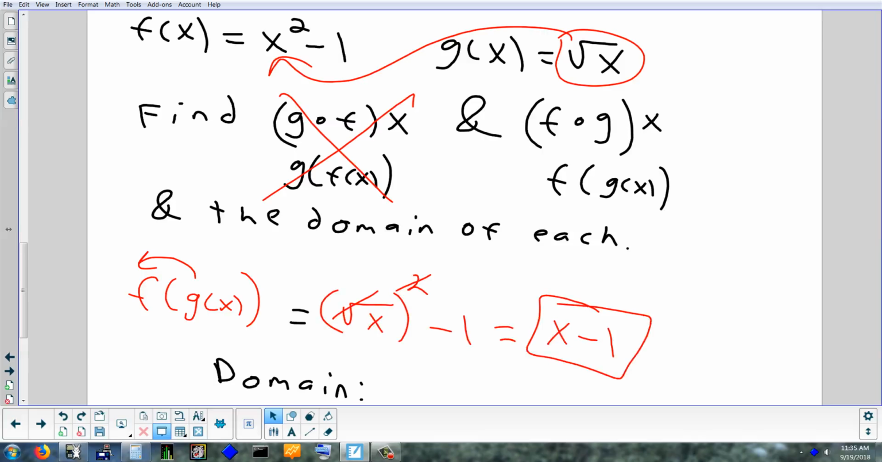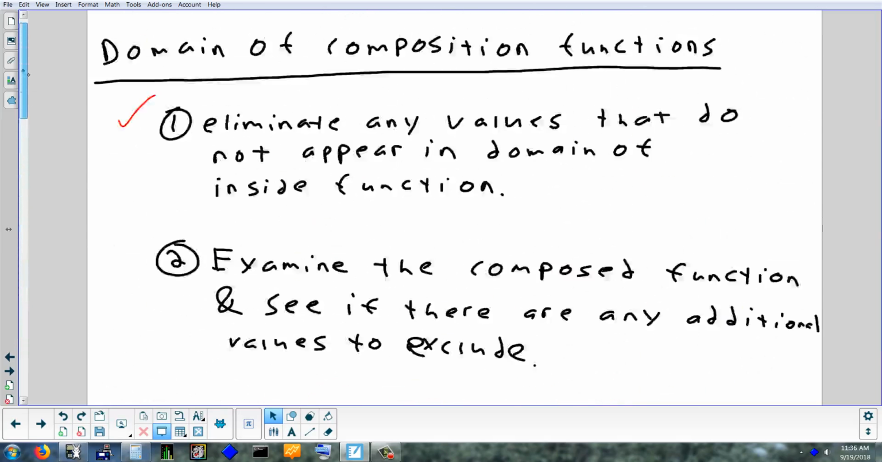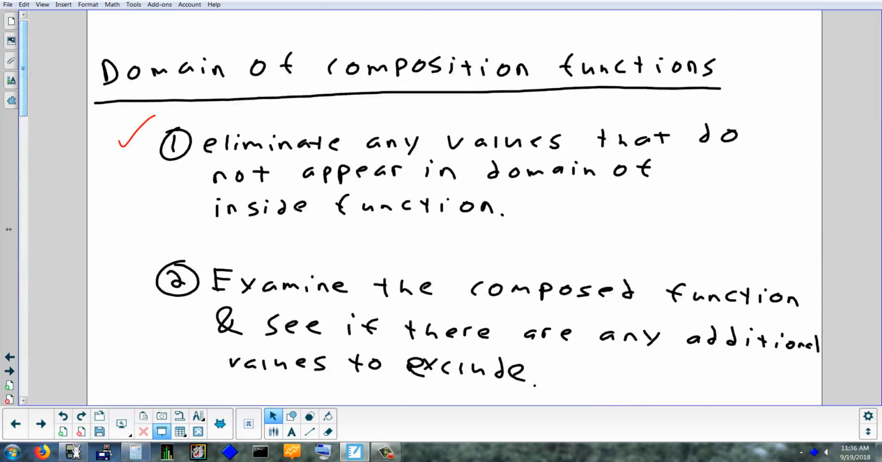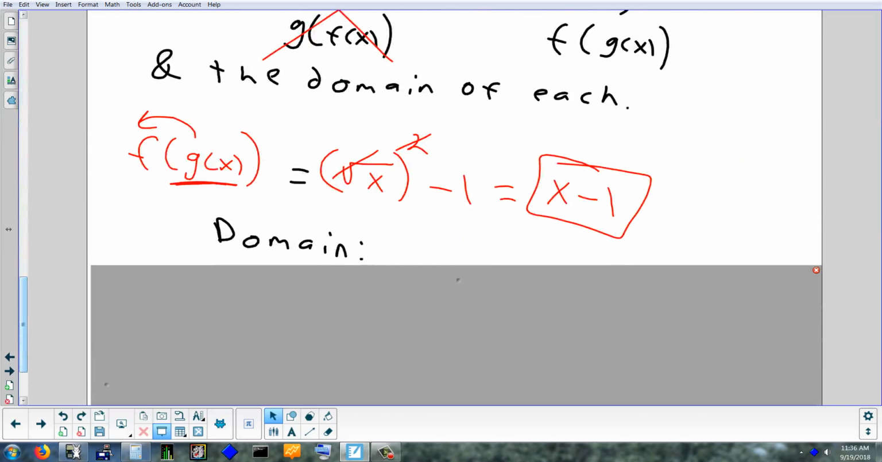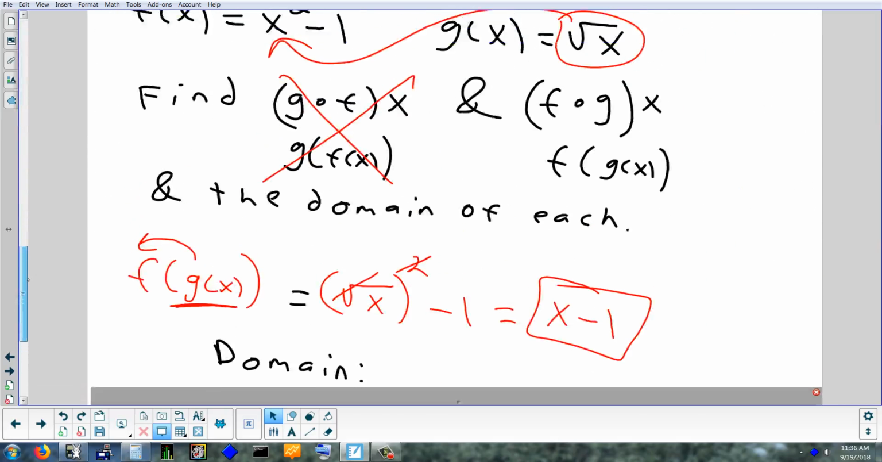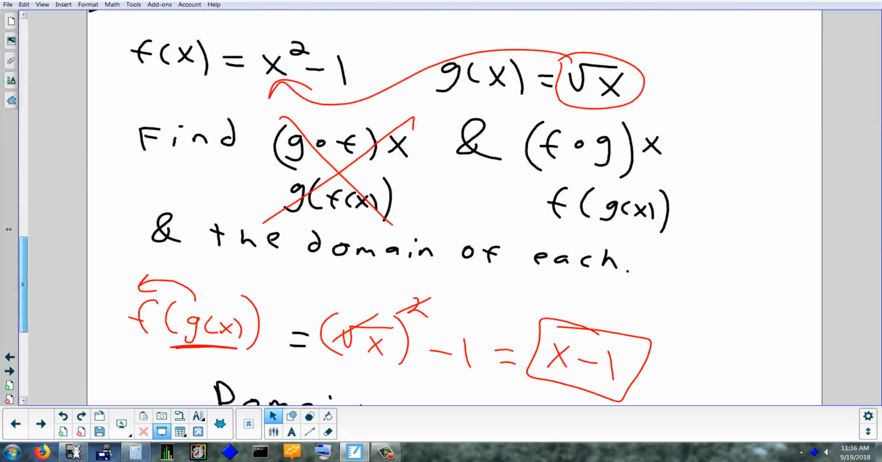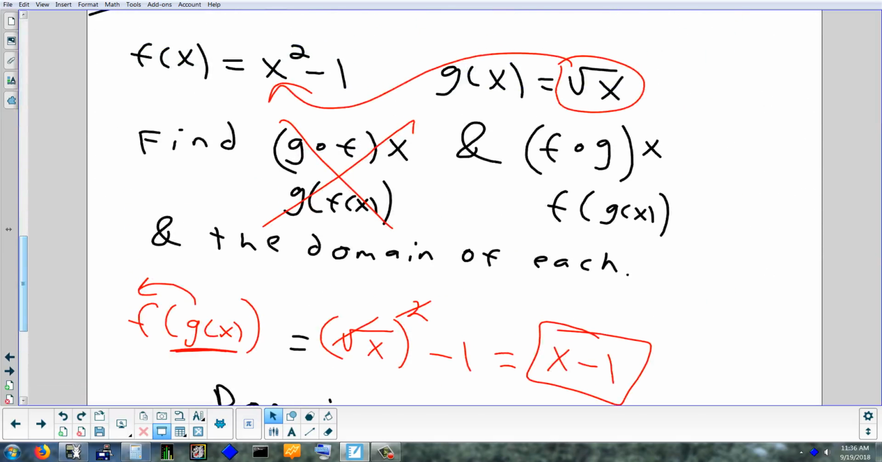Now, the domain. Two steps. Let's check the inside function first. Inside function was g of x. If I scroll up, are there any values in g of x I'm not allowed to use? Yep, negatives. So can you tell me the values I am allowed to use? 0 and upward. So let's keep that in mind. So far, we're limited to 0 and up.